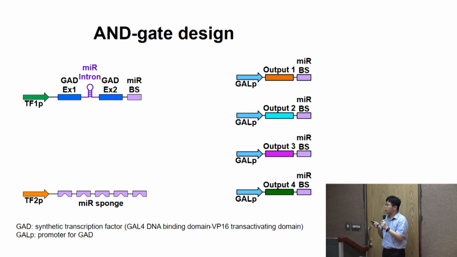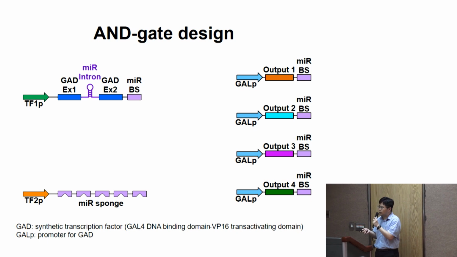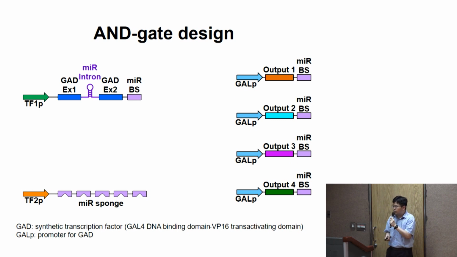And there are a lot of components in our circuit, but for now, we only need to focus on the GAD component. GAD is an abbreviation for a synthetic transcription factor, a fusion protein consisting of the GAL4 DNA binding domain fused with the VP16 transactivating domain. It is a very commonly used synthetic transcription factor for regulating gene expression.